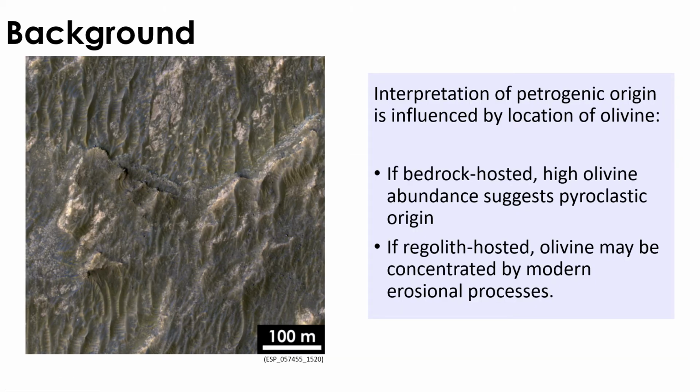The source of the olivine signal strongly influences geologic interpretation of the bedrock plain's origins. Olivine is a reactive volcanic mineral that breaks down over geologically short timescales when exposed to water in the near-surface environment. So, if the olivine signal originates from bedrock, this would imply that the bedrock is pyroclastic in origin.